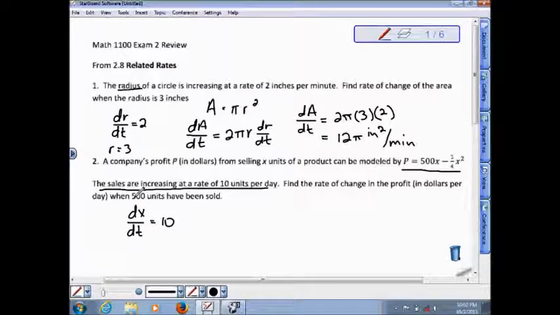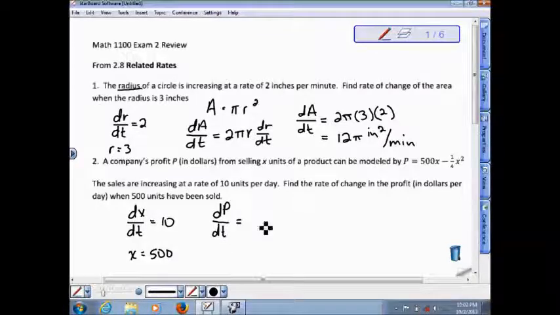We need to find the rate of change of the profit when 500 units have been sold. So that's x is equal to 500. So now the derivative of the profit with respect to time, dP/dt, is equal to 500 dx/dt minus 1/2. Now the 2 as an exponent is going to drop down in front and multiply 1/4, 2 times 1/4, where the 1/2 came from. So 1/2 x dx/dt.